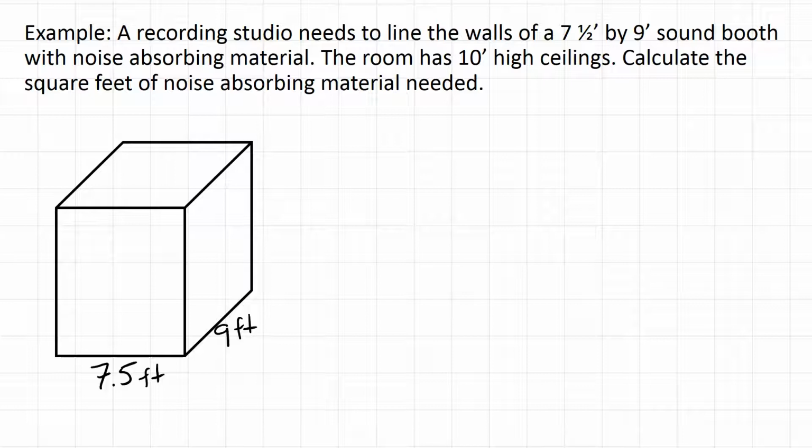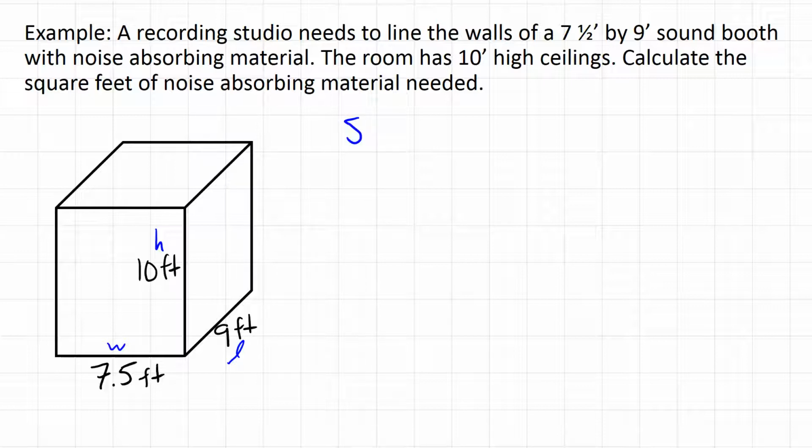Lastly, we're told that the room has 10-foot high ceilings, so I'll label that height of the prism to be 10 feet high. And while we're doing this, I'm going to also label these sides with a letter: length, width, and height. The longer side I often make length, so I'll call that L. The shorter side along the bottom I'll call W, and the height of the room is H. The helpful part of doing that is now I'm going to go to my surface area formula and see what parts I need and what parts I don't need.